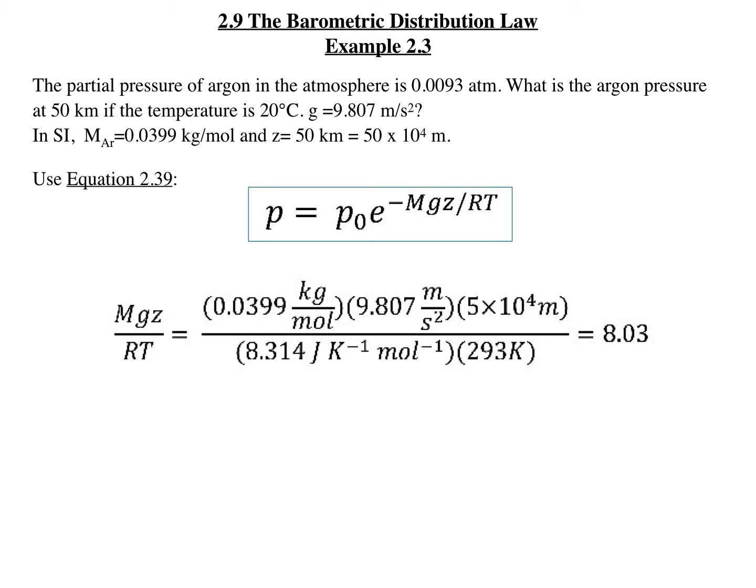So making those substitutions, you see those units and figure out how to cancel them, and in the end you should get 8.03. The question now to you guys is, what are the units of this Mgz over RT? Are there any units, or is this dimensionless? Think about that before you answer.